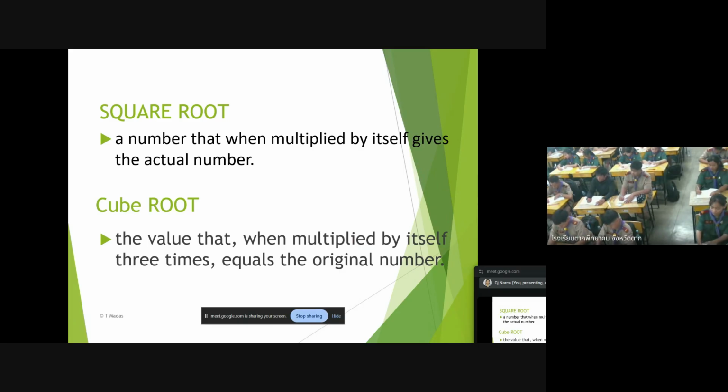All right, I'll give you 2 minutes more to copy that. Just always remember, when we talk about square root, this is the number that multiplies itself 2 times. And if we have cube root, 3 times. We have a different rule in getting a square root and a cube root. I'll show you the different rules after you copy that.